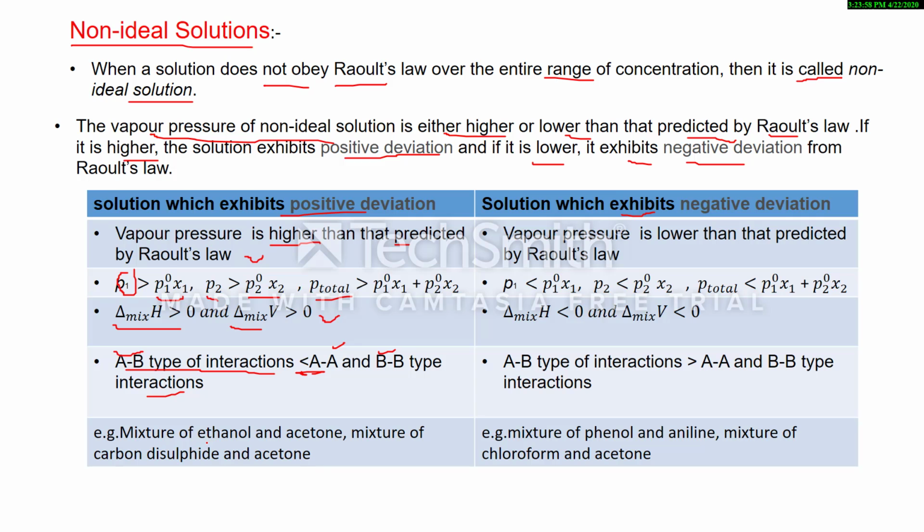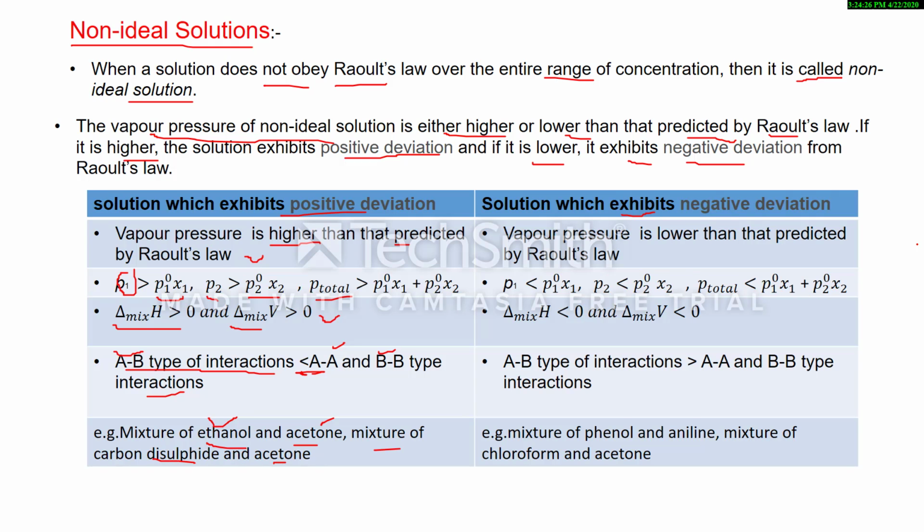Examples are a mixture of ethanol and acetone. In case of ethanol, hydrogen bonding is there, but when we mix in acetone, the acetone molecules fit in between the ethanol molecules and the magnitude of hydrogen bonding becomes less. That's why vapor pressure becomes high. In the same way, a mixture of carbon disulfide and acetone.